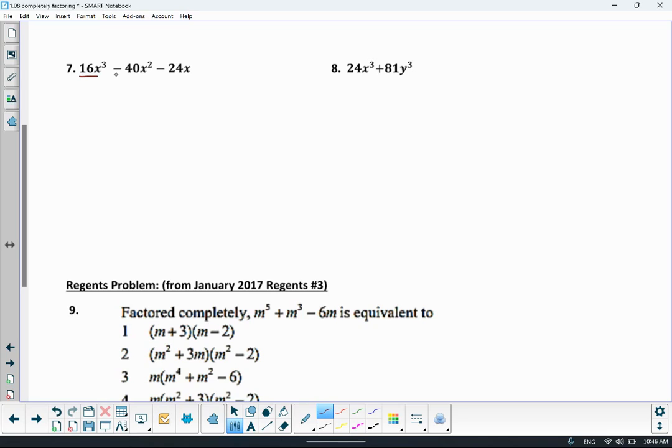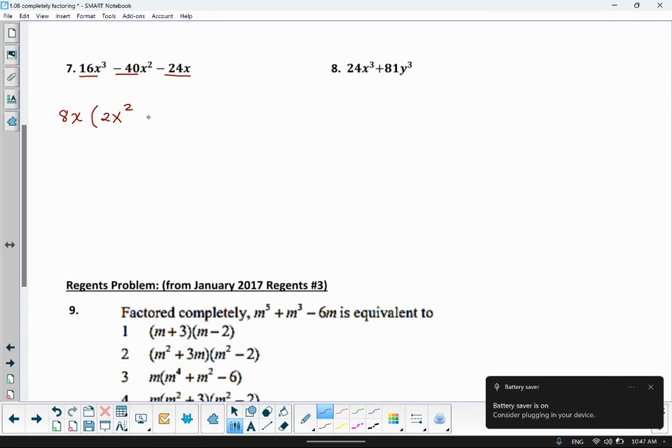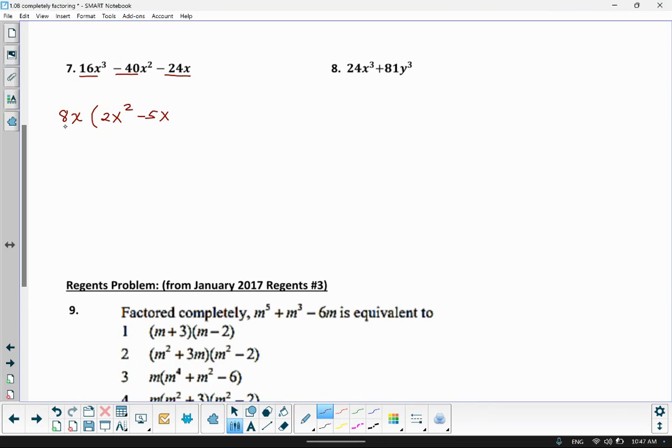So when I look at each of these three terms, I notice that 8 can go into all three terms and x can go into all three terms. So I take 16x cubed and divide it by 8x, I get 2x squared. I take negative 40 and divide it by 8x, and I get negative 5x. I take negative 24 and divide it by 8x, and when I do that, I get plus 3. So now I have my GCF, and then I have my other trinomial.